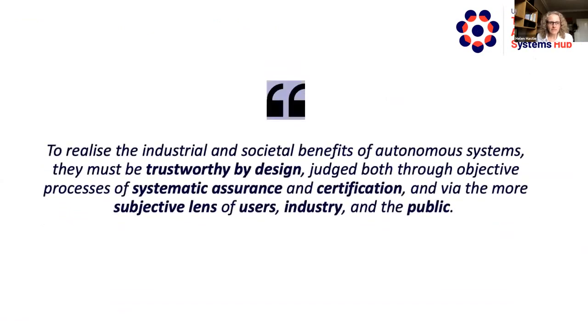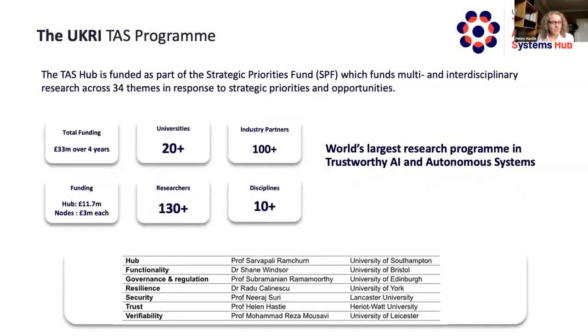And their ethos is around realizing industrial and social benefits of autonomous systems, saying they must be trustworthy by design. So judge both through objective processes, but also through a subjective lens. I'm going to talk a little bit more about the subjective lens, and in particular the users, in my talk. So it's the £33 million UKRI funded project.